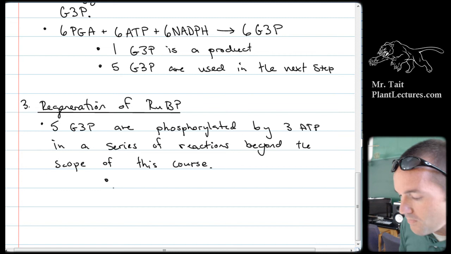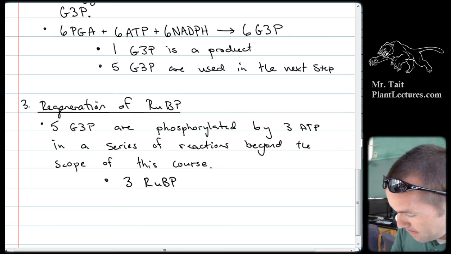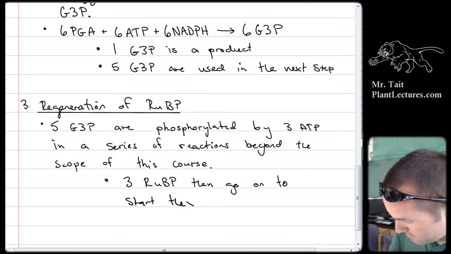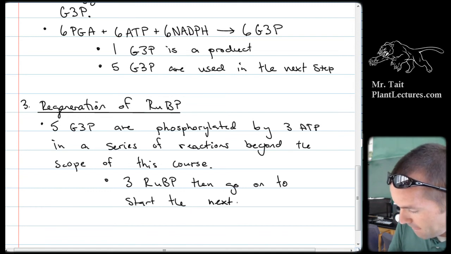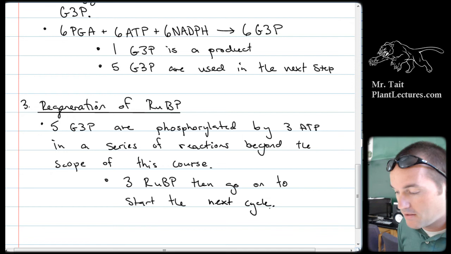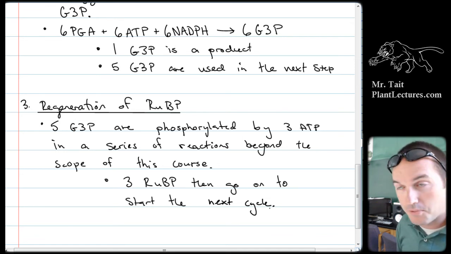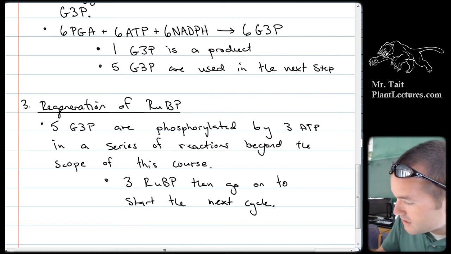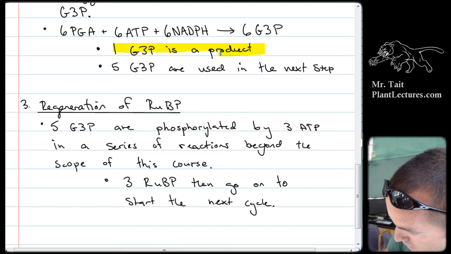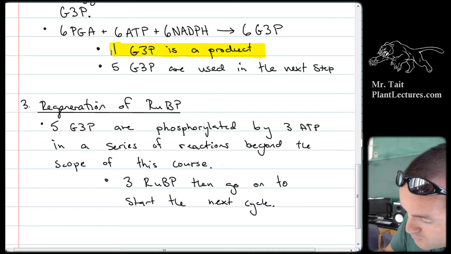You do need to know that this will result in the production of 3 RuBPs, which then start the next cycle. So we started with 3 RuBPs, we end with 3 RuBPs. We started with 3 CO2s, and we end with our only product, which is this. Whoa, craziness. That's the only product of this whole thing, is 1 G3P molecule.